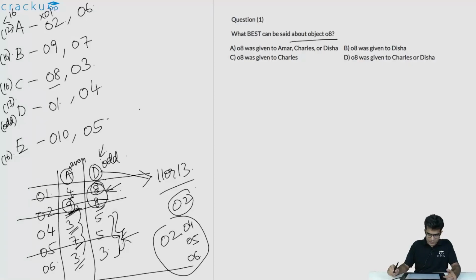What can be best said about object 8? Object 8 is given to C. So the correct answer is option C.